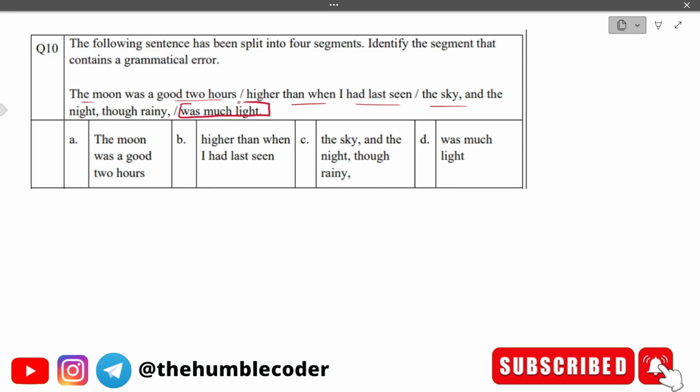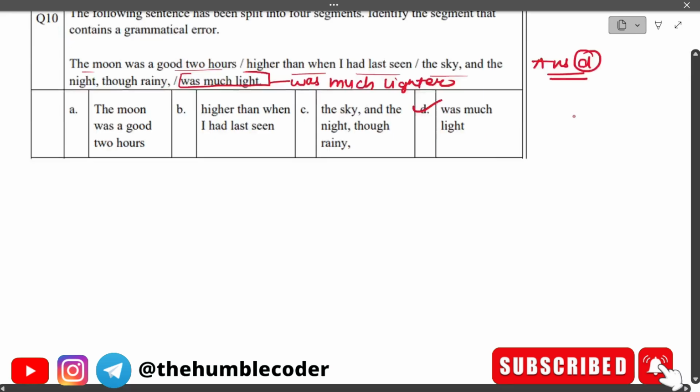Okay, let me tell you the reason for it. See, the segment "was much light" is grammatically incorrect, because in this context the sentence intends to compare the brightness or quality of the night, right? So the phrase should be "was much lighter" instead. Because the comparison is happening, right? So that is why we should say "lighter" instead of "light". So hope you have understood it. Next, the correct answer would be option number D, which is "was much lighter". Let's move now to the next question.